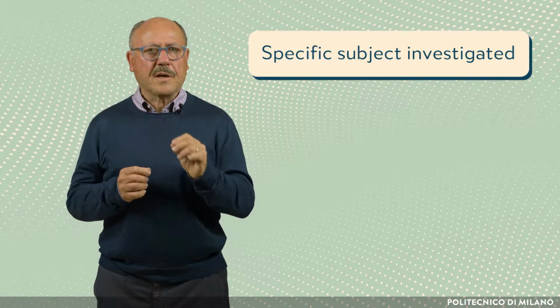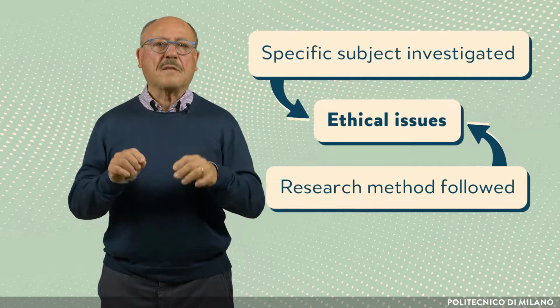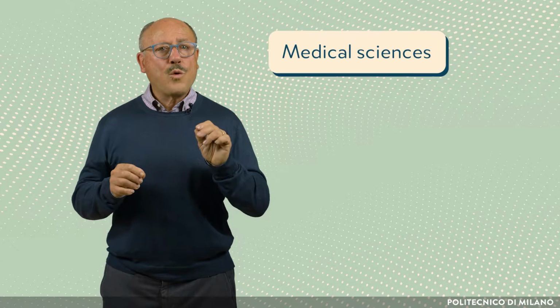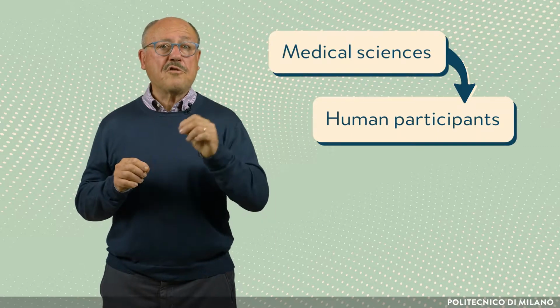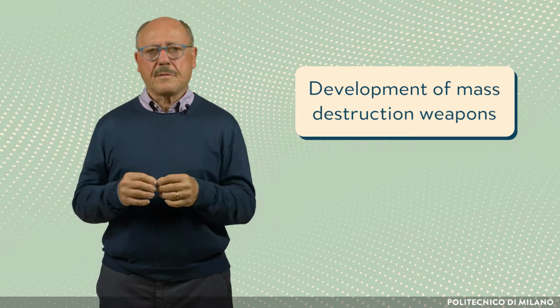In this lecture, I will discuss when and how the specific subject being investigated or the research method being followed raise ethical issues that must be carefully examined by the researcher and may require special action. This concern is traditionally well understood in the case of medical sciences, which often involve human participants. The ethical implications of research involving human subjects can also be relevant in social sciences. Physicists have long been debating the ethical implications of research that can lead to the development of mass destruction weapons.